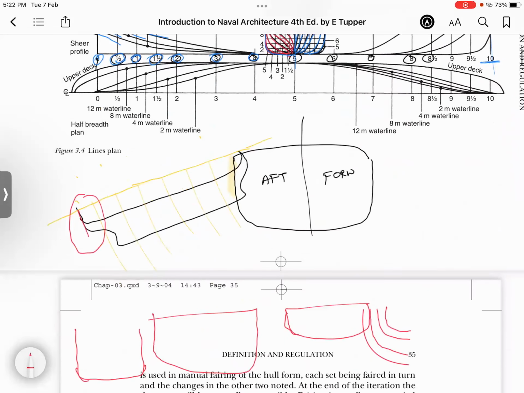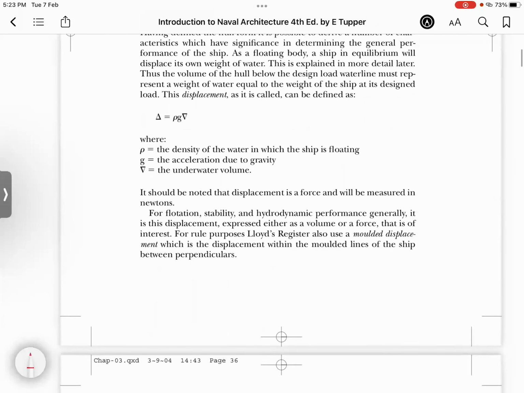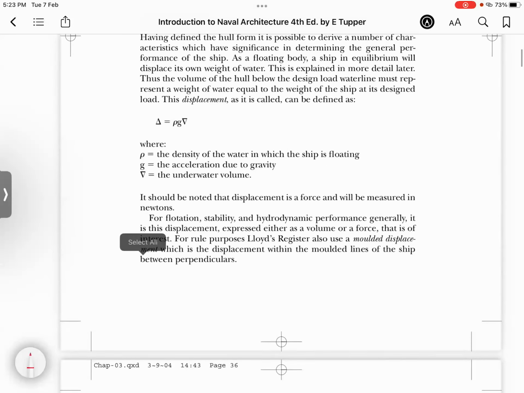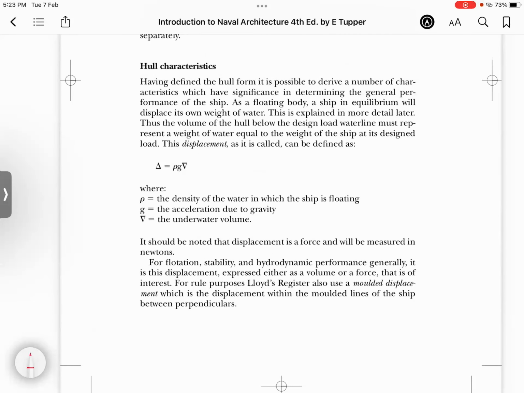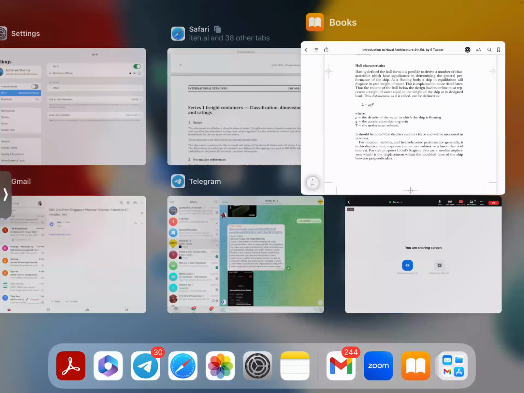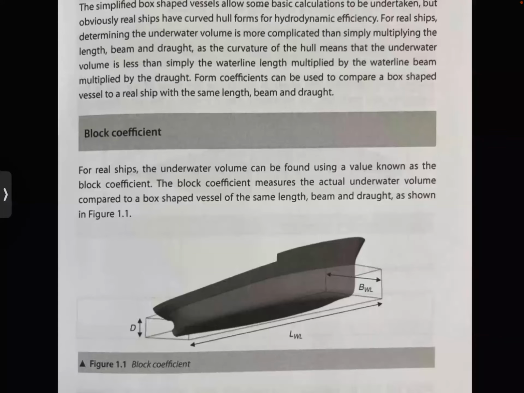Now let us start with the basic naval architecture. Right, you now know the definitions. Now I'll bring you to the basic naval architecture, like what is the coefficient of form, what is the metacenter, what is the center of gravity. All that we will see. I'll switch to Reed's now. It is a very good book actually. This is a new book.